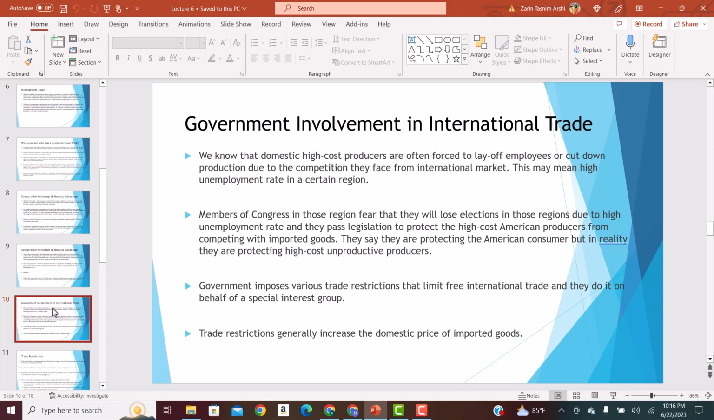Trade restrictions are generally on imported goods. So we are going to look into the different trade restrictions that the government can impose on imports. So again, when the US is buying foreign goods, the government can place different trade restrictions on it so that the number of imports goes down and people buy more domestic goods and services.